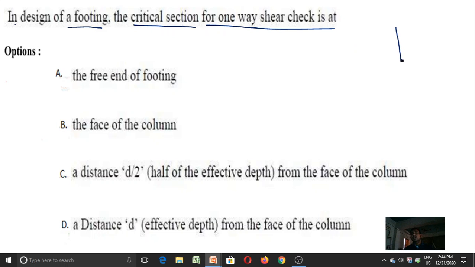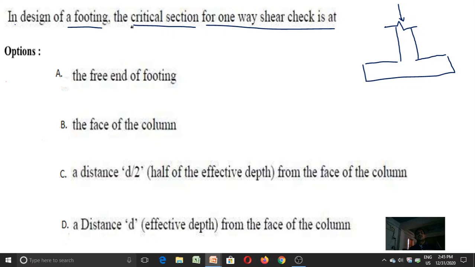Say I will draw the elevation or the section of a footing here. So this is a column. Generally the footing will be below the column, right? So this is the footing and this is the column here. When a load is applied over a column, that column will transfer the load onto the footing.